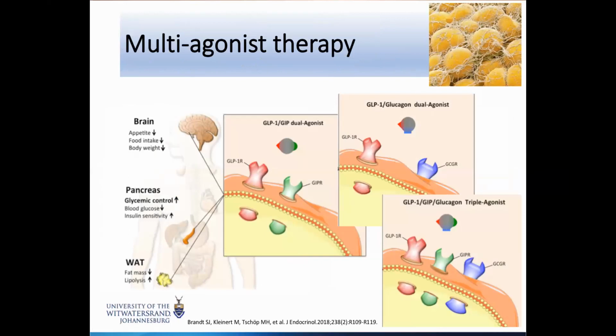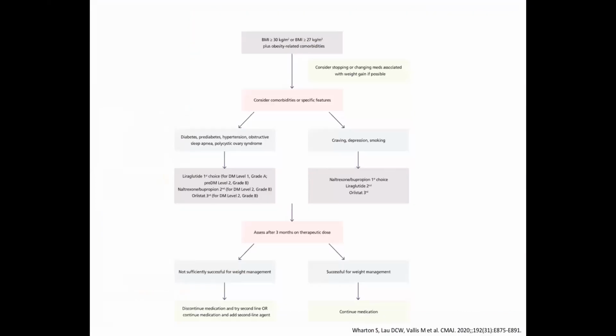So this is where the future is. We're going to have dual agonists in terms of GIP and GLP-1, as well as GLP-1 and glucagon. And look out and watch the space in terms of GLP-1, GIP, and glucagon triple agonist therapy. So to tie it all together, I'll end off with this recommendation from the Canadian guidelines. We basically would assess the indication for anti-obesity medication. We have a patient that would be diabetic, prediabetes, hypertension, and then you look at your options in terms of using liraglutide in those patients.